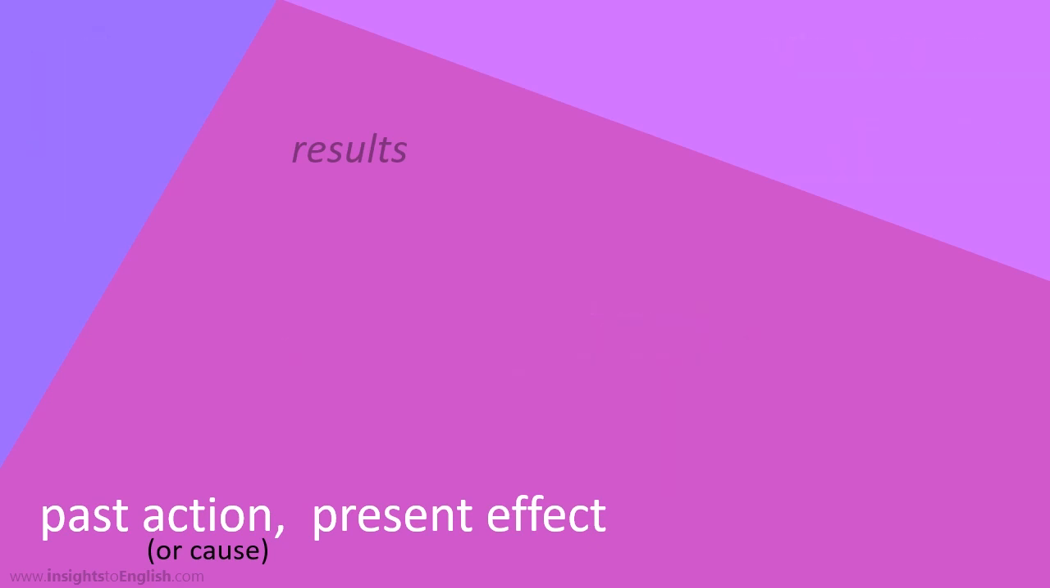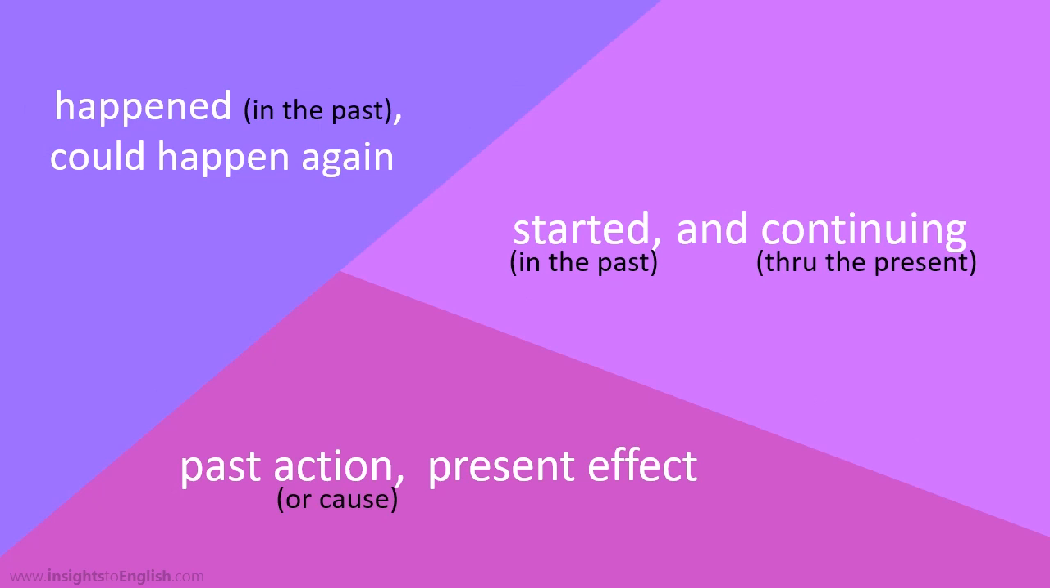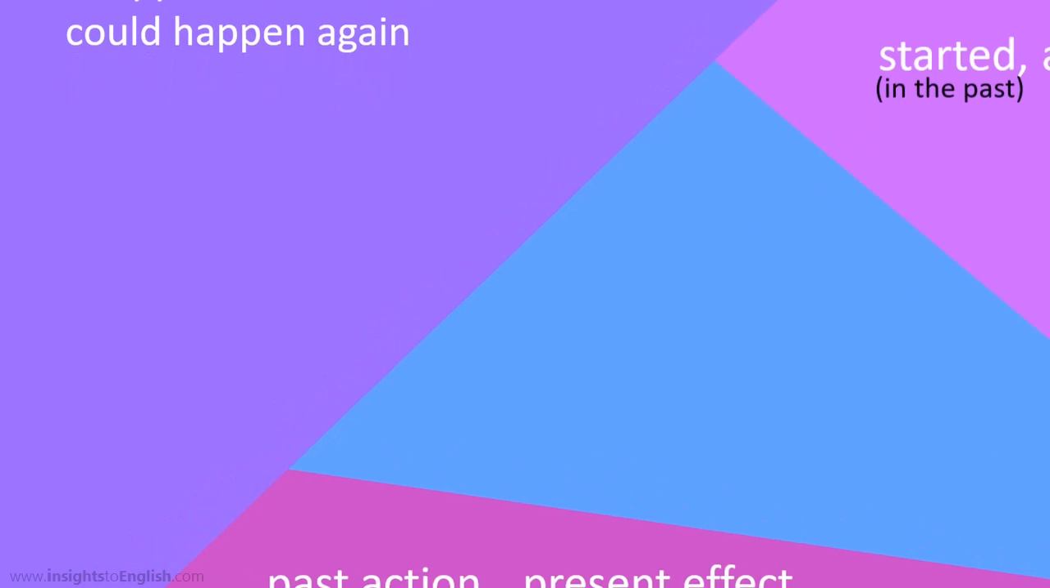If the effect is more important than the cause, or if a verb is still continuing, or it might happen again, then we use present perfect. Whenever it's about the past and the present together, that sounds easy enough. Well, sometimes using the simple past tense and using the present perfect tense can both work. So why don't we compare the two?